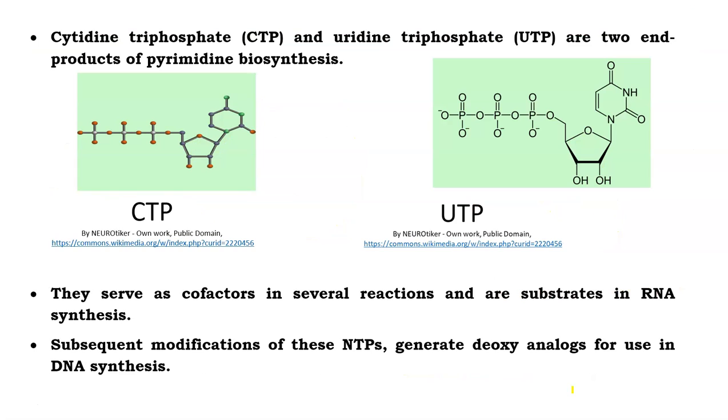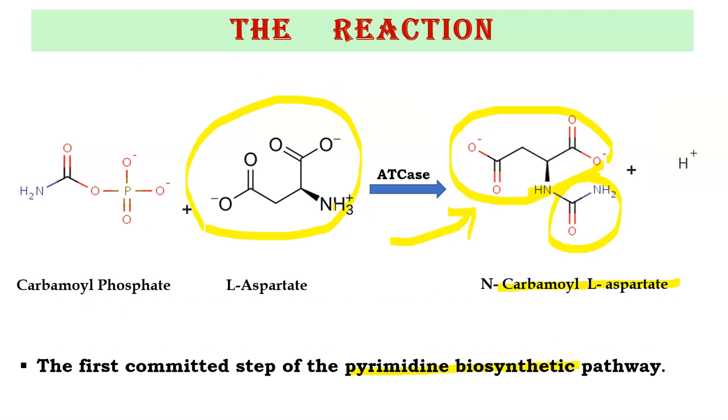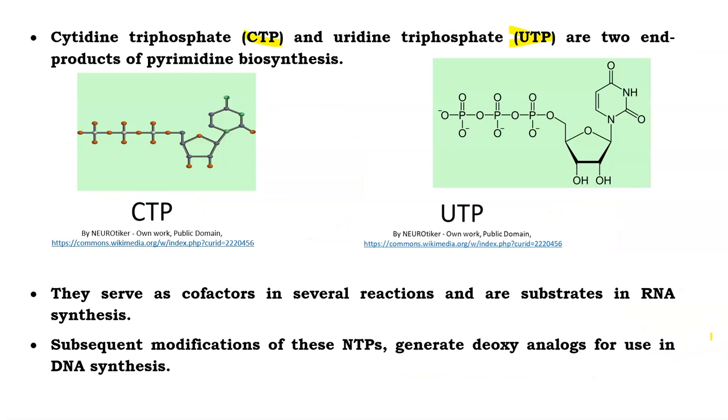biosynthetic pathway. What are pyrimidines? CTP and UTP are the best examples of pyrimidines. So CTP and UTP are the two end products of this pathway. From the N-carbamoyl aspartate, after several reactions, it leads to the formation of either CTP or UTP, and these are the end products of pyrimidine biosynthesis. This is the CTP molecule, you are well aware, and UTP, uridine triphosphate molecule.